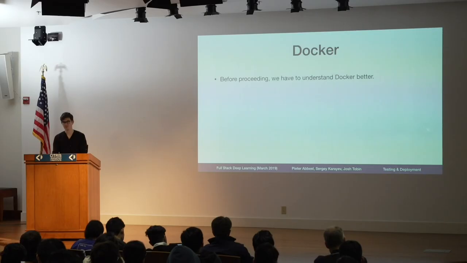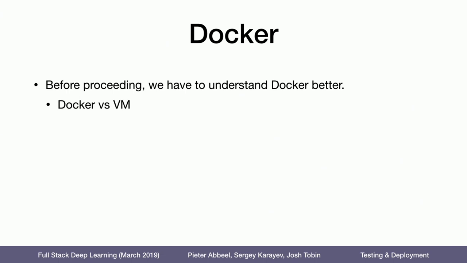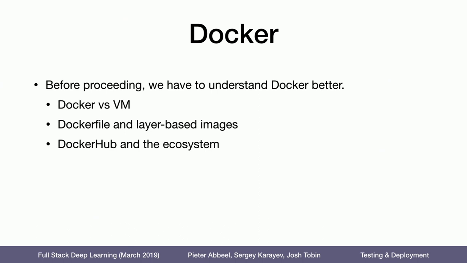But before proceeding, I want to cover Docker in more detail, so let's understand a little better. What's the difference between a Docker container and a virtual machine? What is the big deal about Dockerfiles? When people say it's a Docker image layer, what does that mean? What is Docker Hub? What's the overall ecosystem around Docker? People keep talking about Kubernetes and container orchestration. What does that mean? So let's start with Docker.